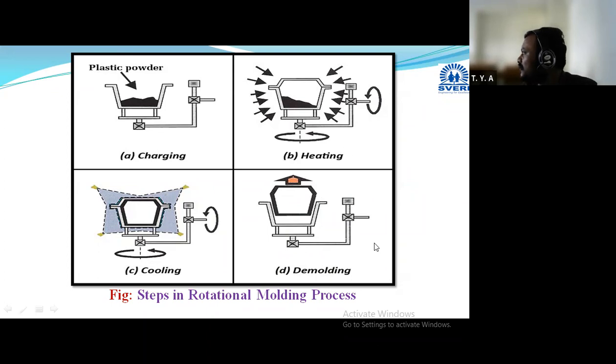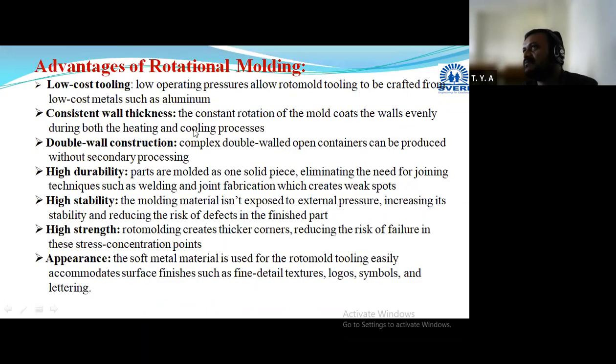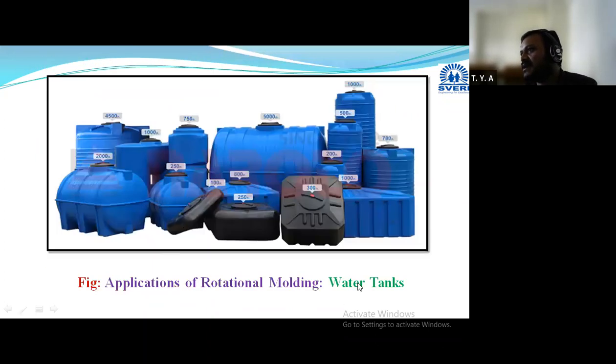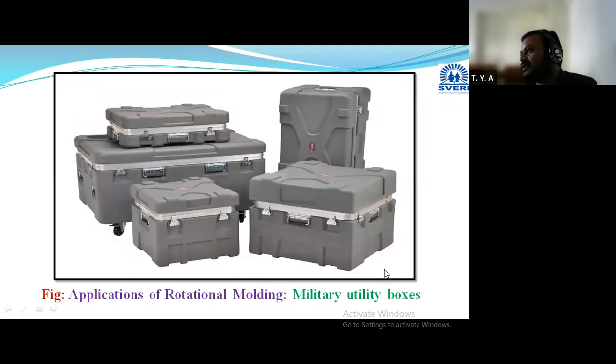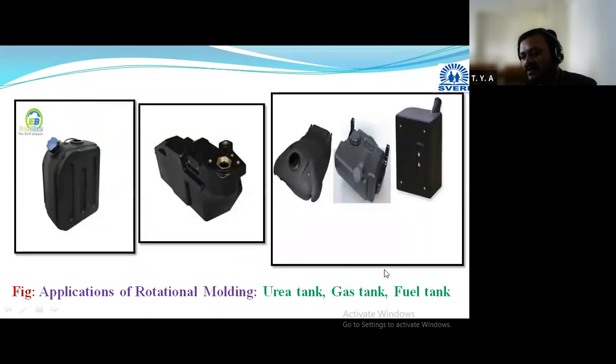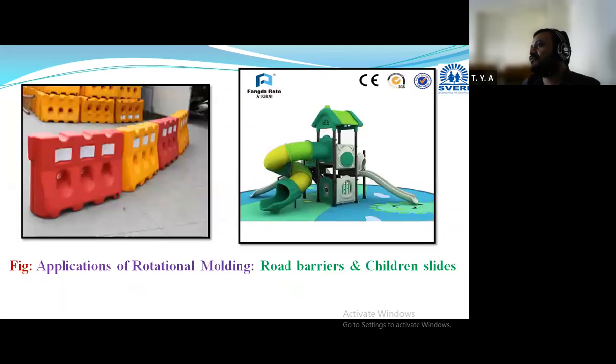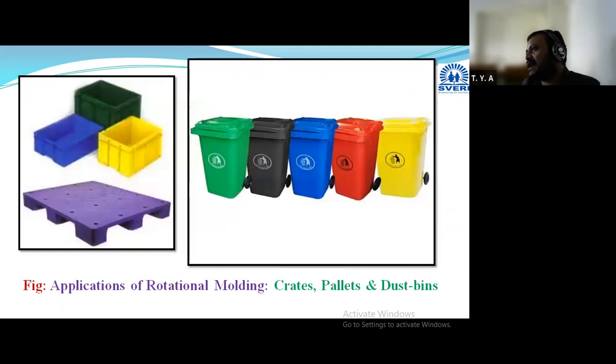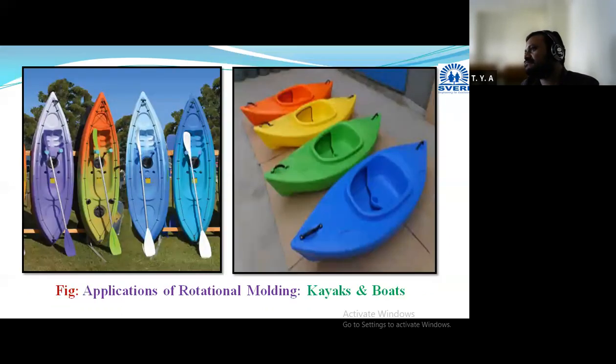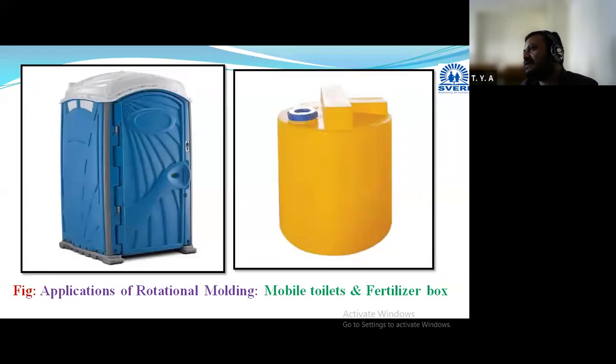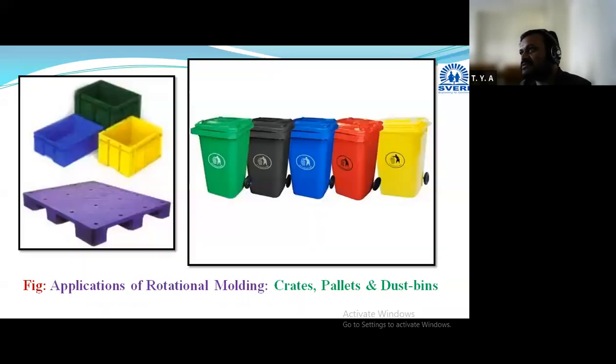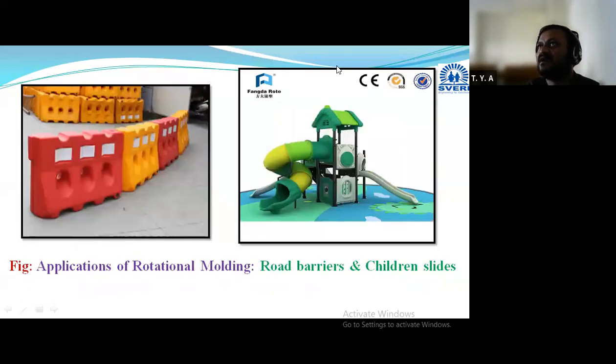The product is taken out. It has some advantages and disadvantages, and these are the applications: water tank, utility and military utility boxes, gas tank, fuel tank, urea tank, road barriers, crates, pallets, dustbin, then kayaks, boats, mobile toilets, and fertilizer boxes. In this way, we have completed this processing of plastics.